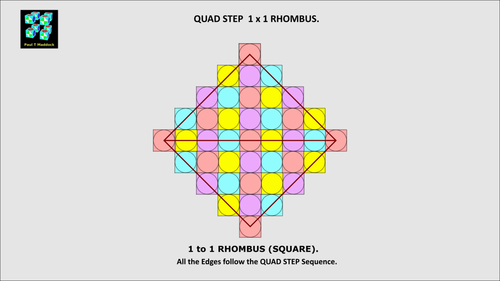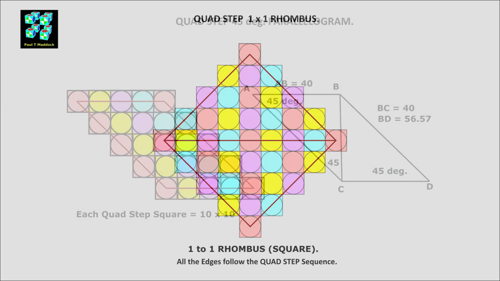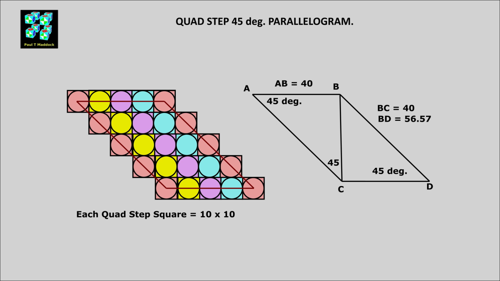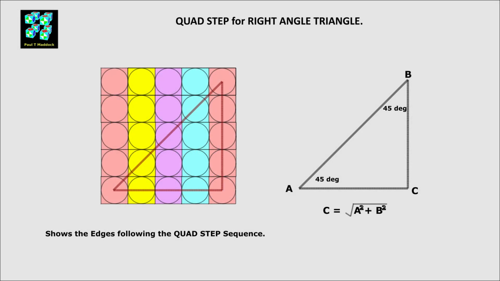I'm showing you a perfect rhombus, which is the shape of a cube. Now look at the edges of the rhombus. It's following the red, yellow, purple, cyan, red sequence in many directions. Okay, I'm going to show you another example. Now this one shows a sloping parallelogram, and you can see that the quad steps are staggered this time. Okay, I'm going to show you another one, and this is a right angle triangle. Now this one, like the others, can be rotated 90 degrees about.